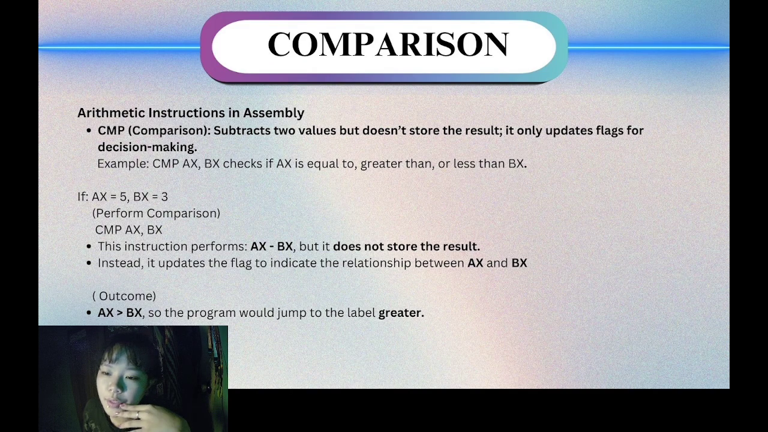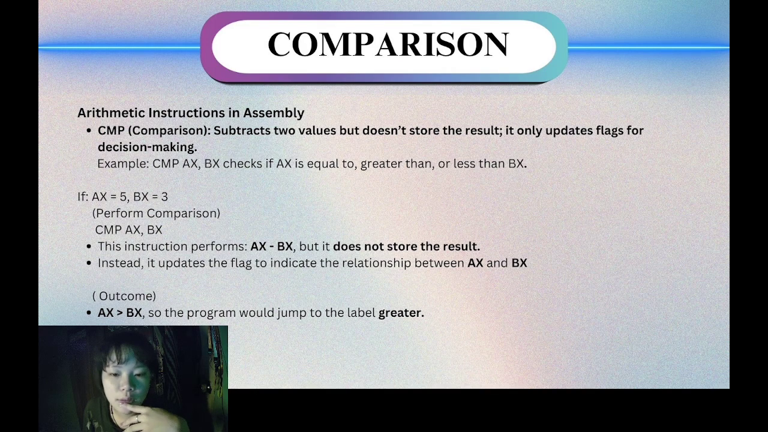Next, we have comparison. Comparison means it subtracts two values but doesn't store the result. It only updates flags for decision making. So for example, CMP AX, BX checks if AX is equal to, greater than, or less than BX. So if AX is equal to 5 and BX is equal to 3, the instruction performs AX minus BX, but it does not store the result. Instead, it updates the flags to indicate the relationship between AX and BX. So we have an outcome of AX is greater than BX. The program would jump to the label greater.